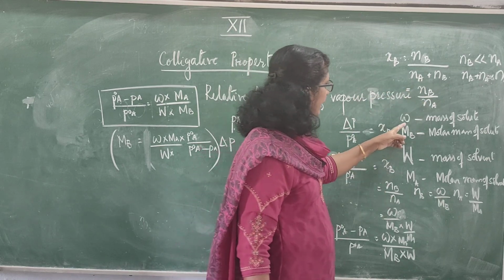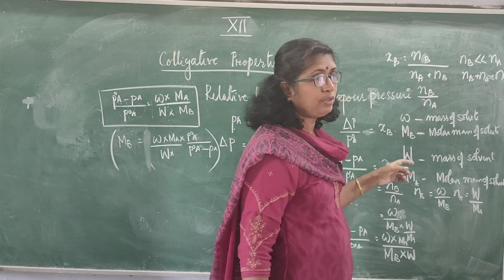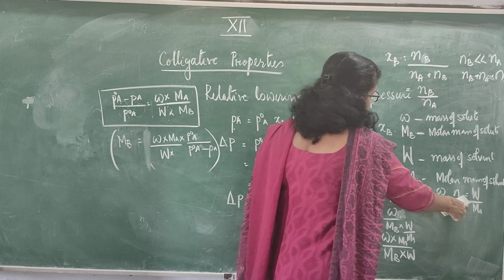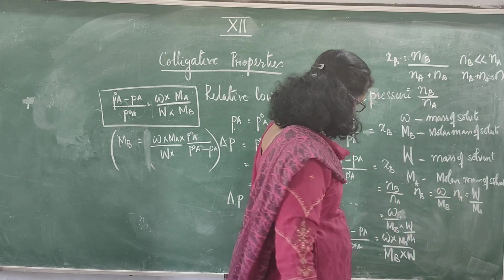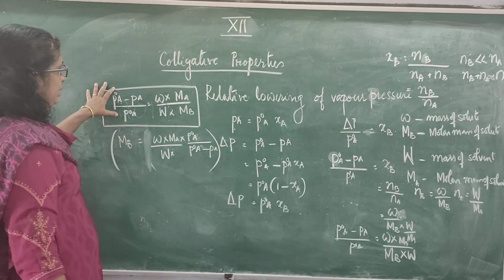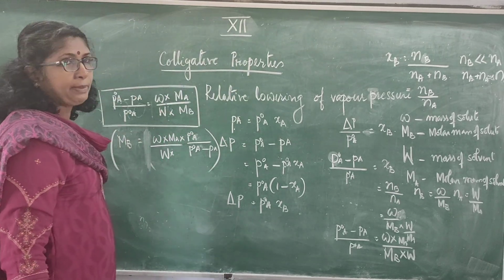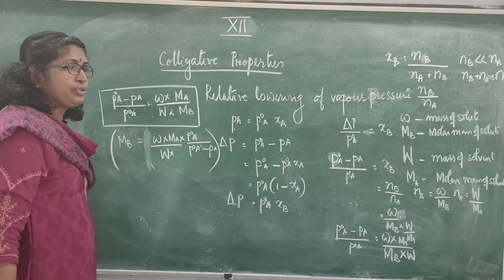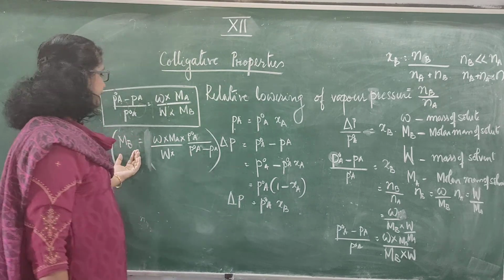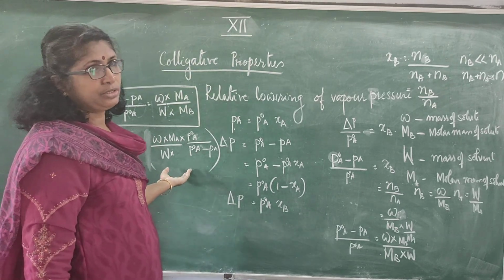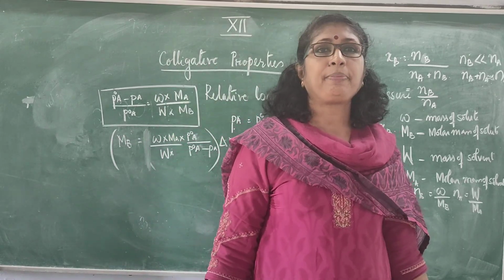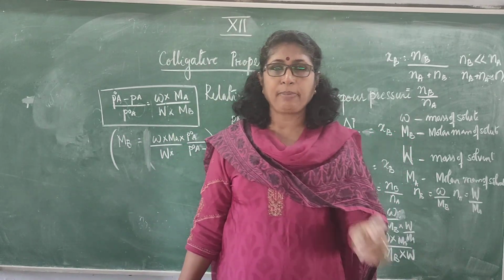Then what is NB? NB is number of moles of solute. It is its given mass, that is small w by MB. And Na is capital W by Ma. You substitute it, you will get P naught A minus PA by P naught A is equal to small w into Ma by capital W into MB. And this is used to calculate the molar mass of the solute. And molar mass of the solute, MB, is equal to this expression. So this is relative lowering of vapor pressure, which is a colligative property which depends on the number of particles.